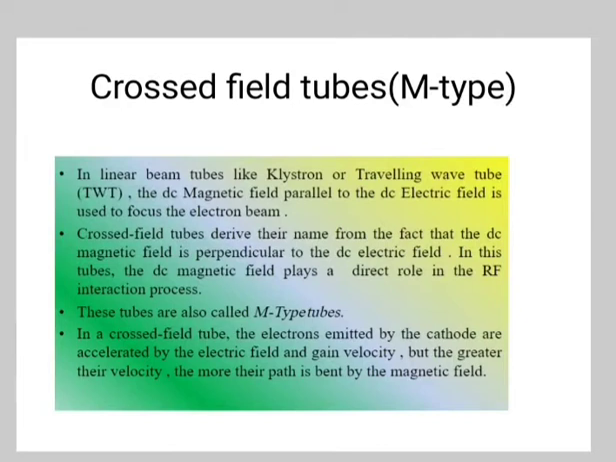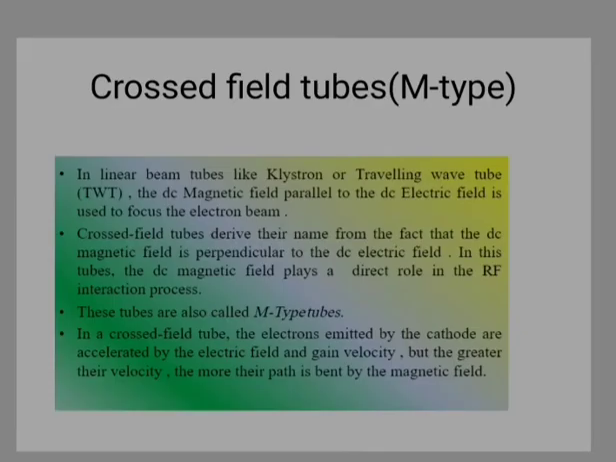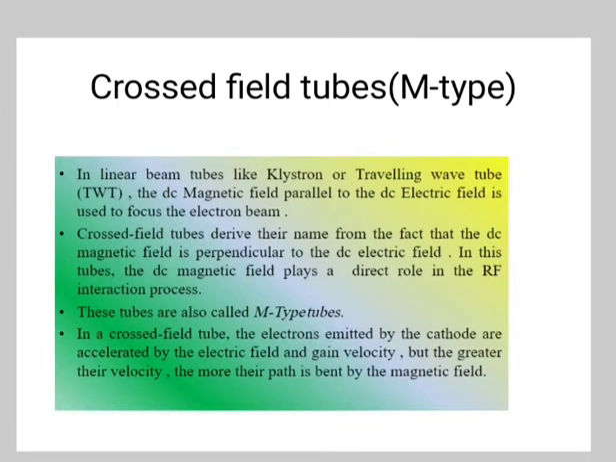Next is crossed field tubes, that is M type. In linear beam tubes like klystron or traveling wave tube, the DC magnetic field parallel to the DC electric field is used to focus the electron beam. The crossed field tubes derive their name from the fact that the DC magnetic field is perpendicular to the DC electric field. In this tube, the DC magnetic field plays a direct role in the RF interaction process and these tubes are called M-type tubes.